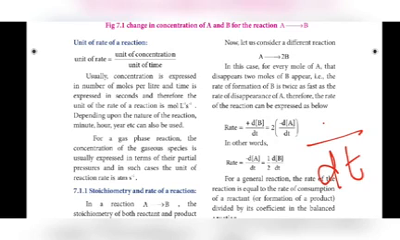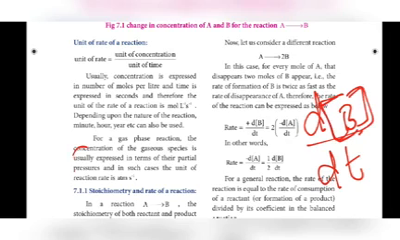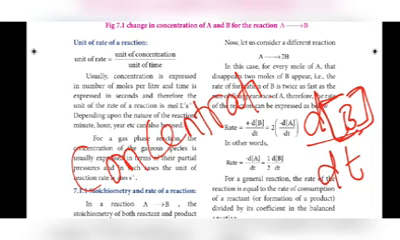First they gave it in terms of product. Here B is the product. So the change in concentration of product is d[B] by dt. Please note, children, square bracket means concentration.